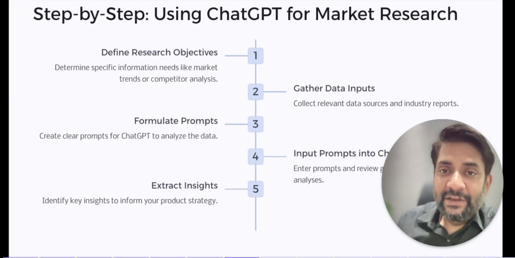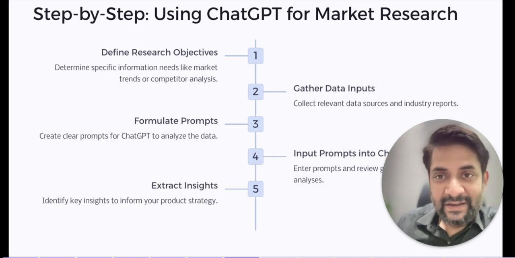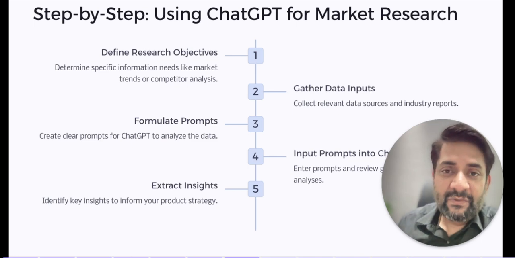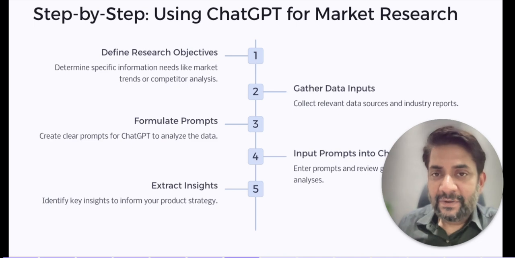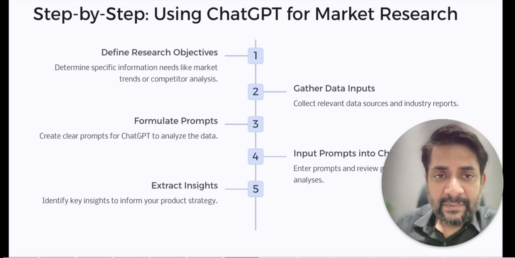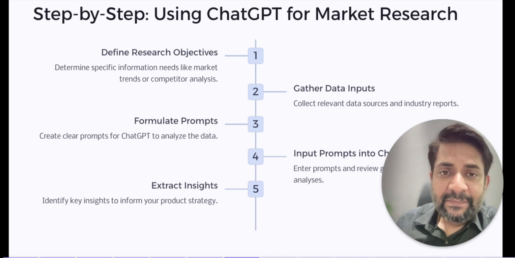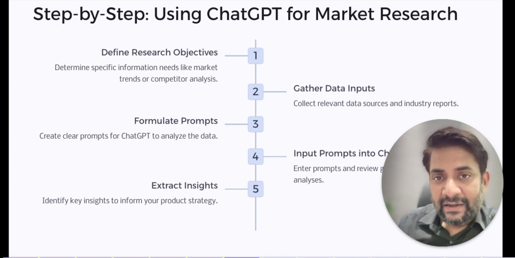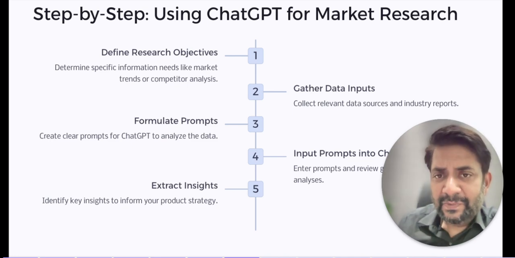Similarly, we can use ChatGPT for market research. We can start by defining what specific information we need, such as market trends, competitor analysis, or customer preferences. I collect relevant data sources such as industry reports, customer surveys, and competitor websites. And then I formulate my prompt, like summarize the latest trends in the project management software market, or analyze the strengths and weaknesses of competitor A in the project management space.